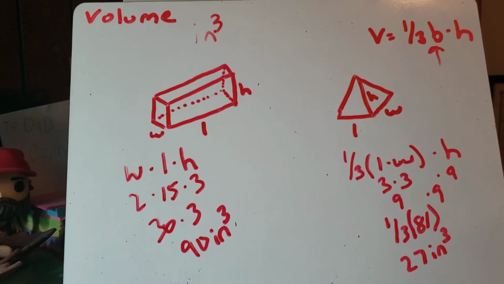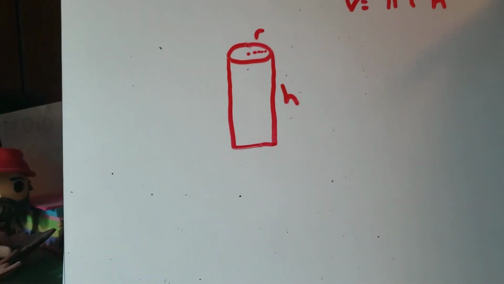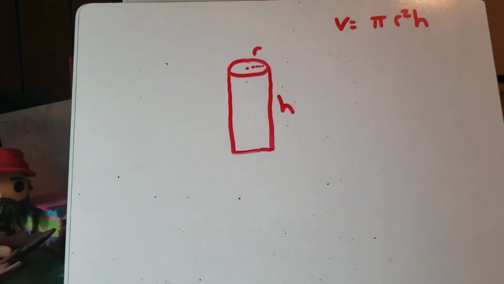Same thing applies for cones, except we're just going to have a different area because we've got pi r squared in there instead of length times width. The final major shape you're going to have to do for volume, usually in an algebra class, is a cylinder. Cylinders are pretty easy to do as well for volume.